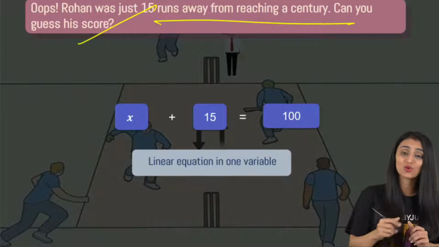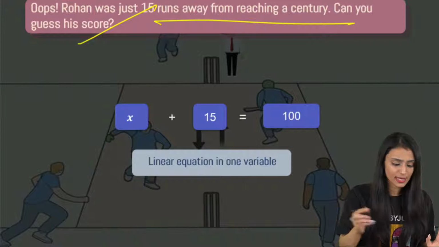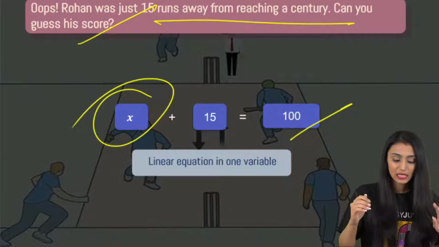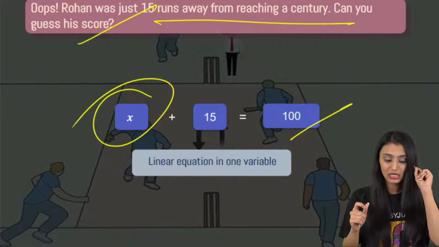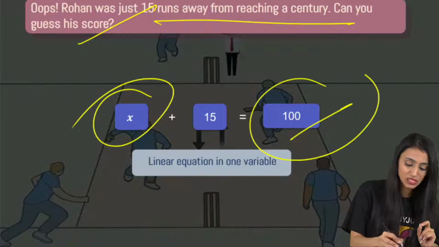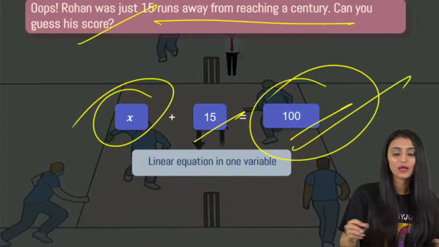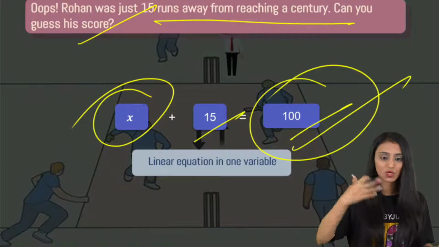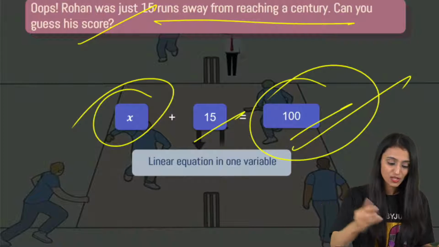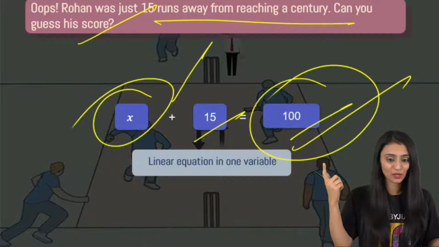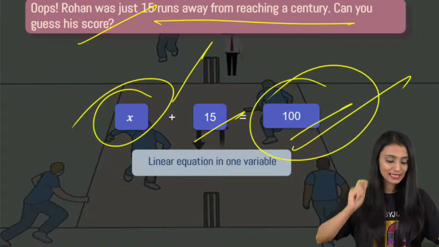So can you guess his score? We don't know what Rohan's score is. Let's say Rohan's score is x, right? So he was 15 runs away from making a century. Century means 100, just 15 runs away. That means if I add 15 to Rohan's runs, he will be able to make a century, 100, right? That was pretty easy, right? So that's why you guessed it so easily. It could be done mentally also. That 85 is going to be the number. Let's consider. So this is what?